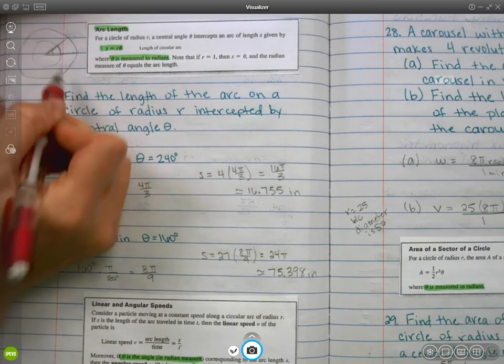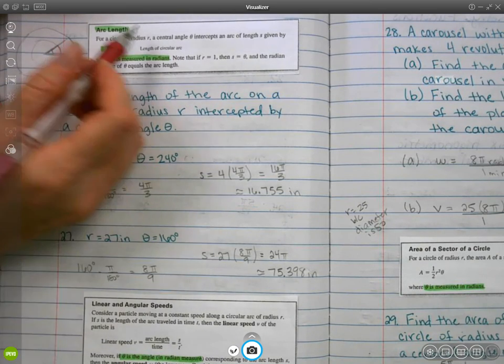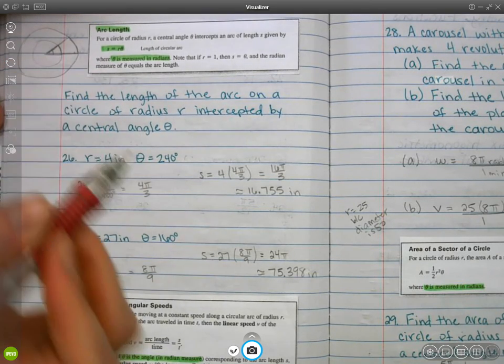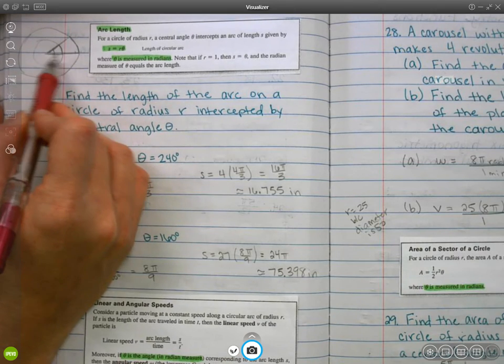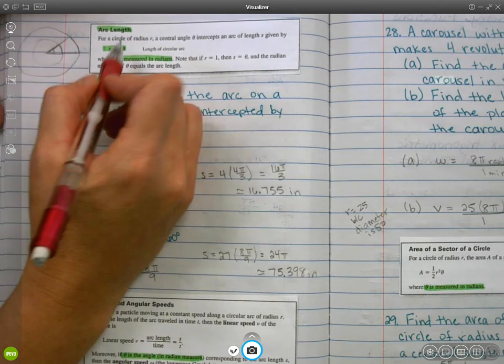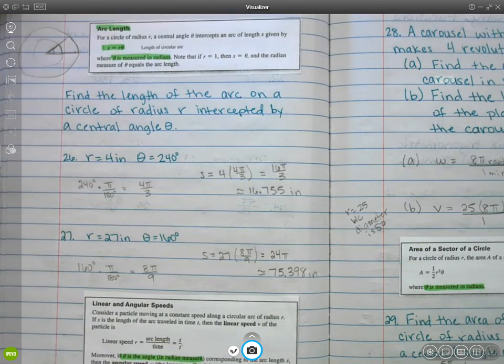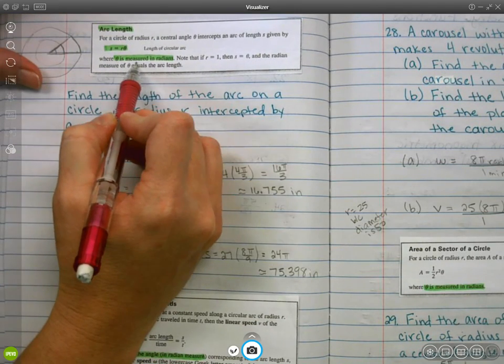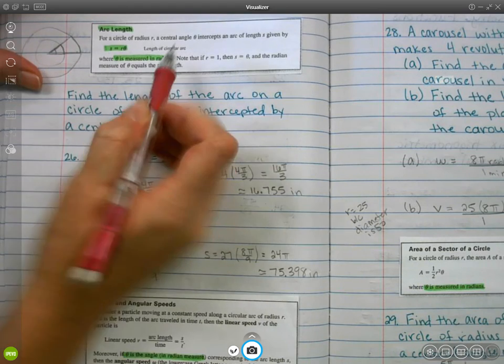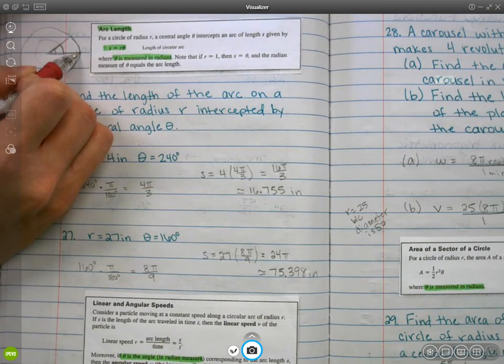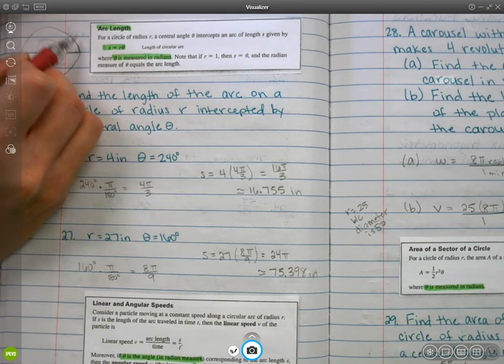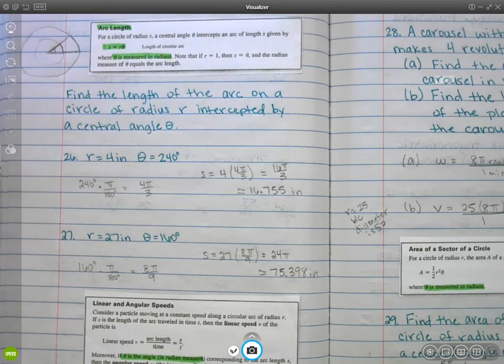But if I kept drawing bigger circles that intercepted that same thing, then this arc length would get longer and longer. And it's in proportion to the radius of the circle. So to find the arc length, you do the radius times the angle. What's really important though is for this to work, you have to be in radians, because radians is how you measure the outside of the angle.